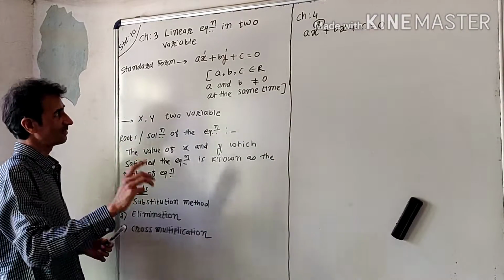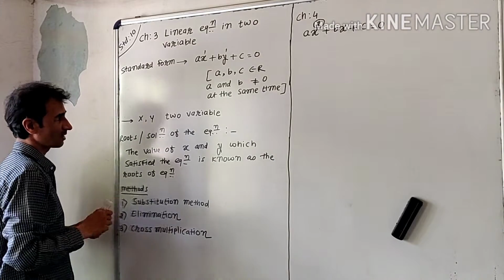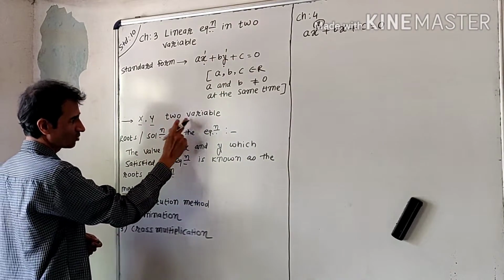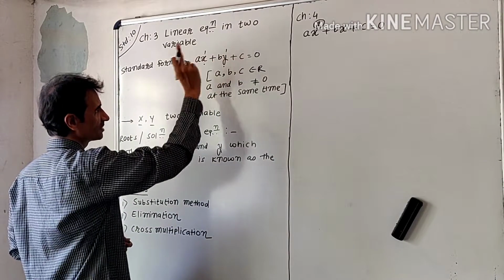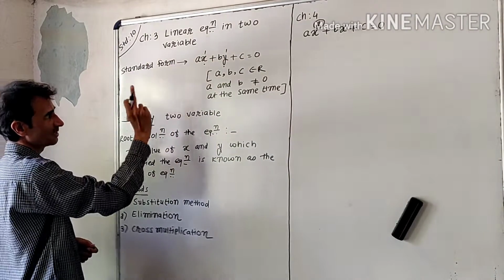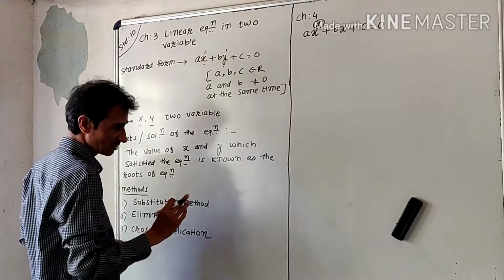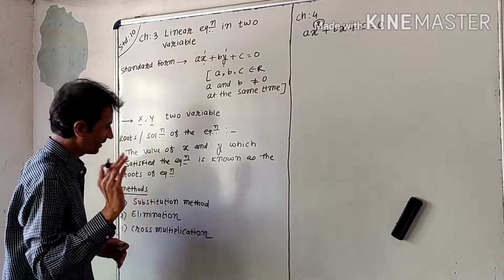So there are three different parts: linear equation in two variables. Two variables means what? Here you can see this is my x and this is my y, so now there are two variables. Linear means what? Here the maximum power is 1, so we can say this is linear, and is equal to 0, so we can say this is the equation. So there are three combinations: linear equation in two variables.